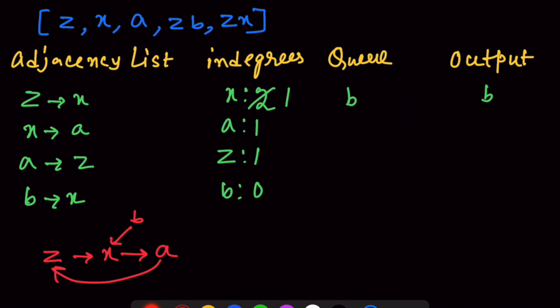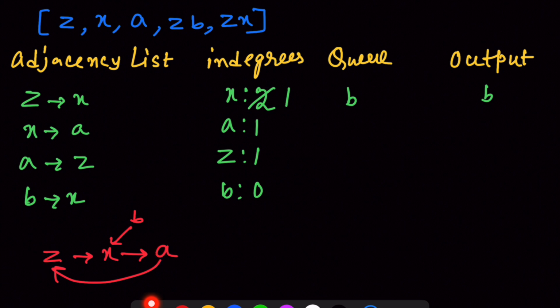Now how does this algorithm detect a cycle? Consider this input: ZXA, ZB, ZX. Okay, so compare Z and X. Z comes before X, X comes before A, A comes before Z, B comes before X. These are the adjacency lists. Let's create the graph just for our understanding visually. Z to X, X to A, again A to Z. There is a cycle. This is a cycle. Then B to X. But there is a cycle.